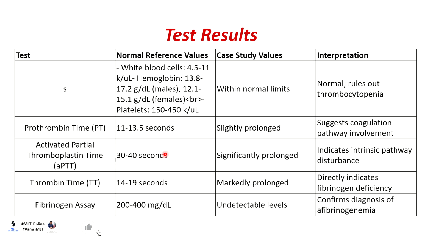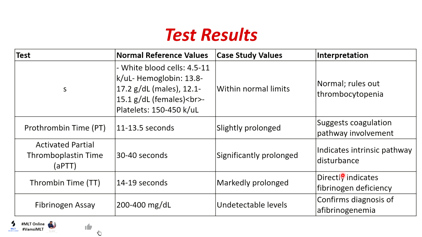The detailed test results: the CBC came in normal limits. Interpretation: rules out thrombocytopenia, though there is a slight decrease in the platelets. And PT, so prothrombin time normal value is 11 to 13 seconds, but it is slightly prolonged in this patient, suggesting a coagulation pathway involvement. Then activated partial thromboplastin time normal is 30 to 40 seconds, but slightly increased values have been seen in the patient, indicating intrinsic pathway disturbances.